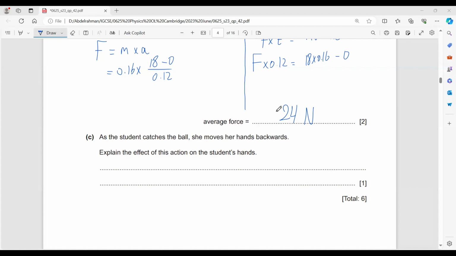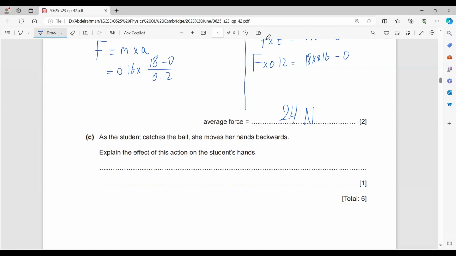So how does it become less of an impact? How does it exert less force on her? Is it because it took a longer time to reach her? Longer time, thank you. So it will exert less force, okay? Smaller force on her.